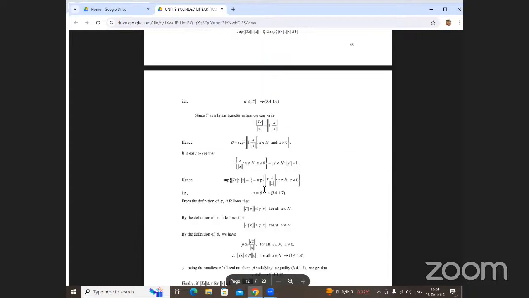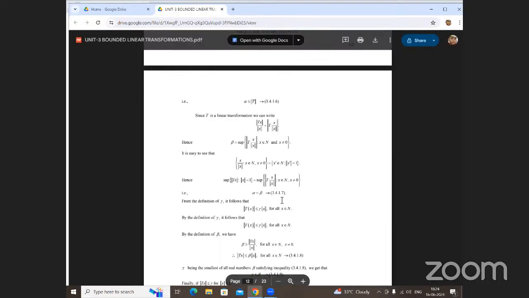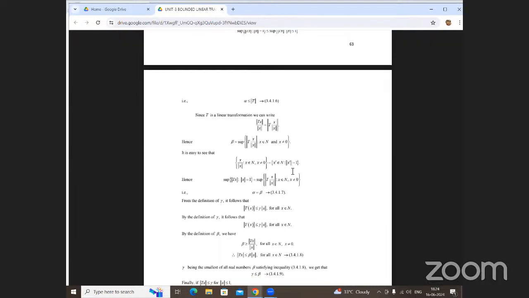And T is a linear transformation, so norm Tx by norm x equals norm T of x by norm x, that is, x by norm x. So the beta value is the supremum of norm T of x by norm x. This is the alpha part, according to the alpha value, T is a linear transformation. And the beta value is the supremum of norm T of x by norm x, where x belongs to X and x is not equal to 0. Now alpha equal to beta, both values are the same.